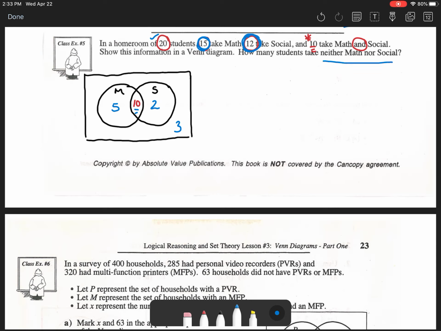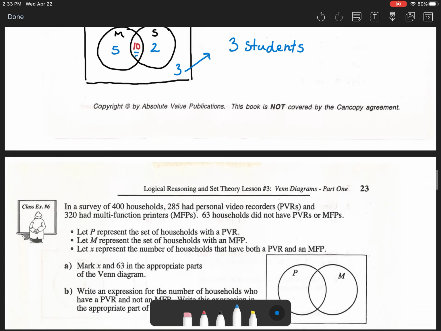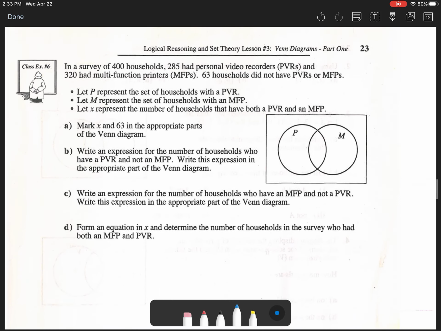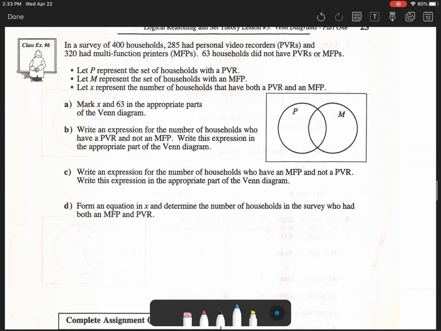Now, I have to make sure I always go back and read the question they're actually asking, which in this case is how many students take neither math nor social. So you want the number of students that are not in either of those circles, and that is the number 3. So 3 students do not take either math or social. So 3 students is your answer to that question. Hopefully that made some sense.